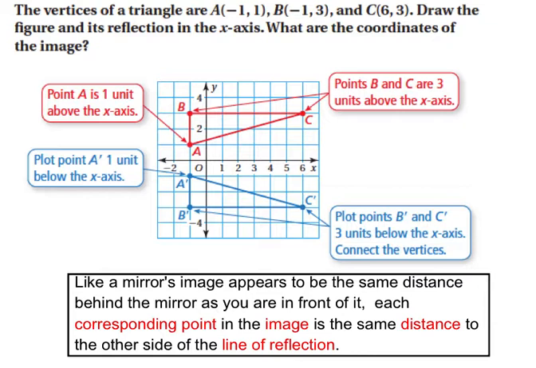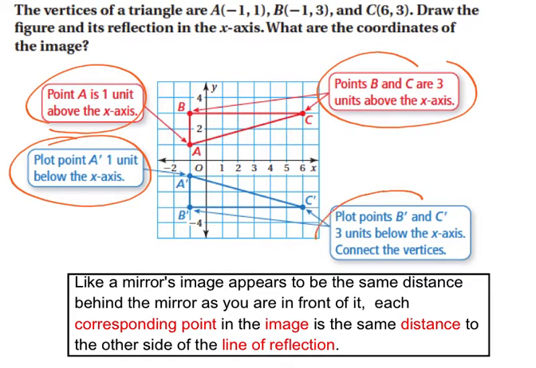If point A is 1 unit above the x-axis, point A prime ends up being 1 unit below. Points B and C are 3 units above, so B prime and C prime end up 3 units below. Like a mirror's image appears to be the same distance behind the mirror as you are in front of it, each corresponding part in the image is the same distance to the other side of the line of reflection.